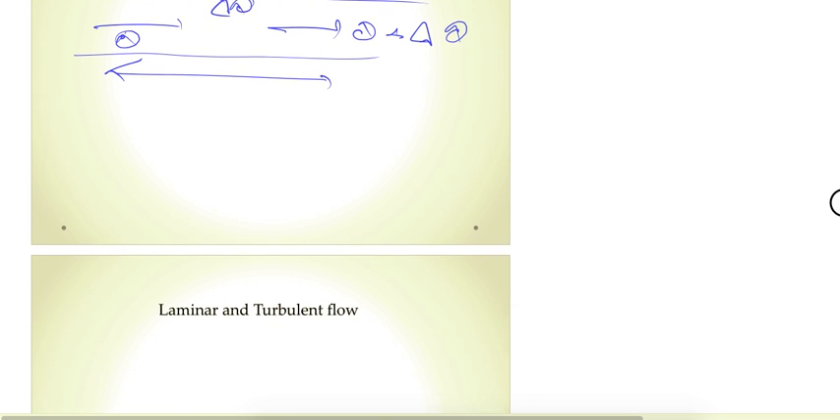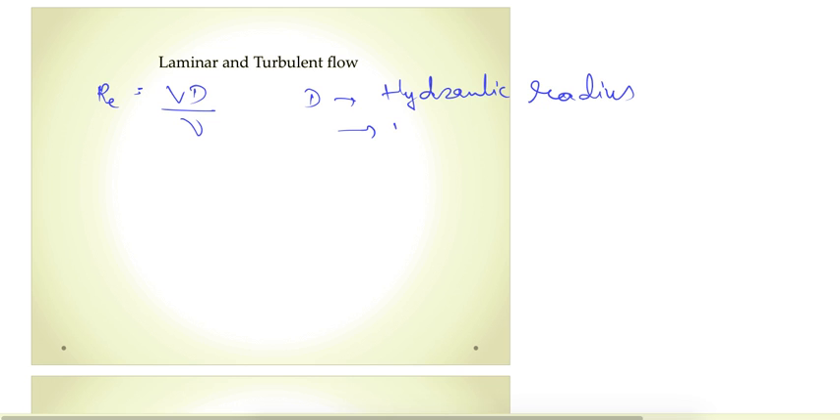Next classification is laminar and turbulent flow. It is classified based on the Reynolds number, which in this case is given as Vd upon nu. Here d is taken as either the hydraulic radius or hydraulic depth.